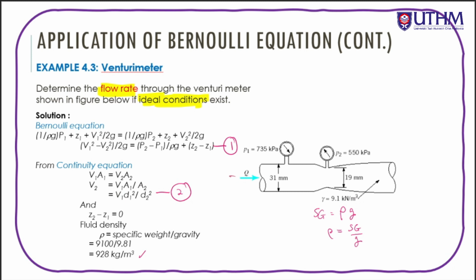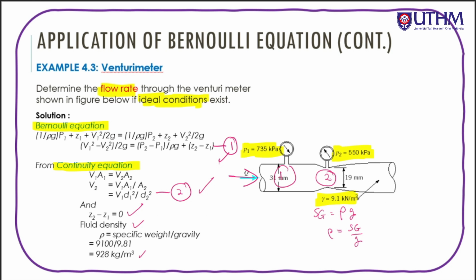This is the venturimeter, so this is the upstream. This is position 1, this is position 2. Given the figure, P1 is given, P2 is given, and also the fluid's specific gravity. So as usual, we refer to the Bernoulli equation and the continuity equation, and then we get equation 1 and equation 2. Since Z1 and Z2 are at the same position, we consider them 0. What is important to obtain is the fluid density.